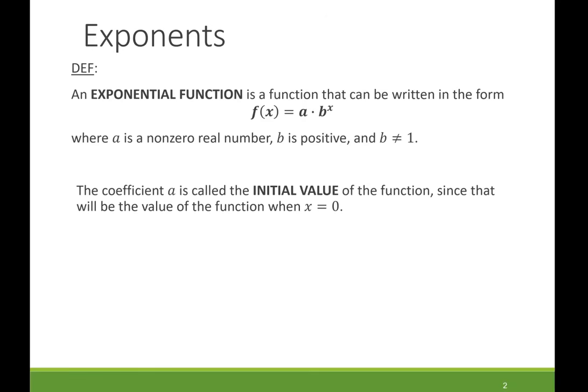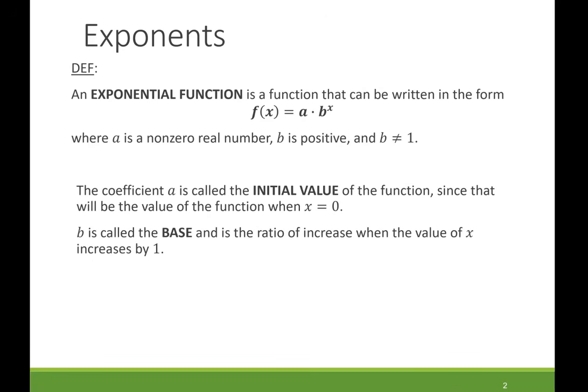From a vocab standpoint, oftentimes we refer to the a coefficient as the initial value, because when x is equal to 0, f of x is just a. We often call b the base, because if I look at the rate of change of the y coordinates, one change in x is going to lead to a times b change in y. Each time you change x by 1, the y coordinate changes by a factor of b. So it's a multiplicative relationship.